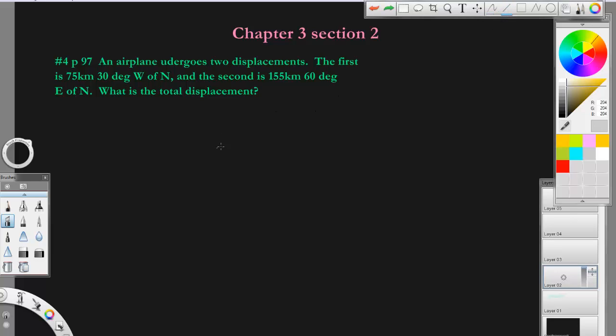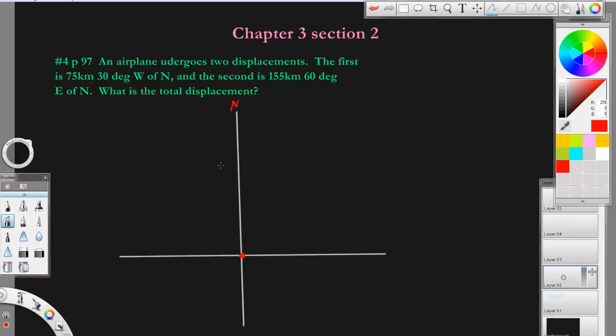So what we're going to do is draw an XY axis like this to get our angles right. So it says an airplane undergoes two displacements. The first is 75 kilometers, 30 degrees west of north. So let's make this here the starting place. This is where that plane starts, and we'll get our first vector. And it says that it's going to go 75 kilometers, 30 degrees west of north.